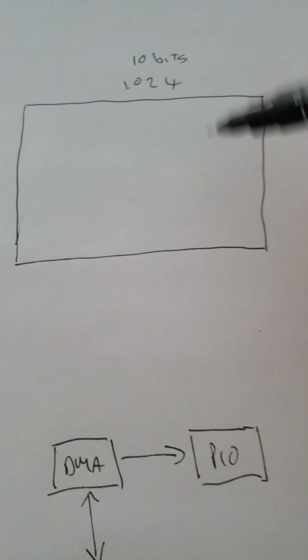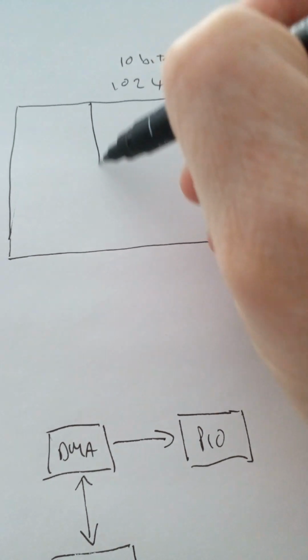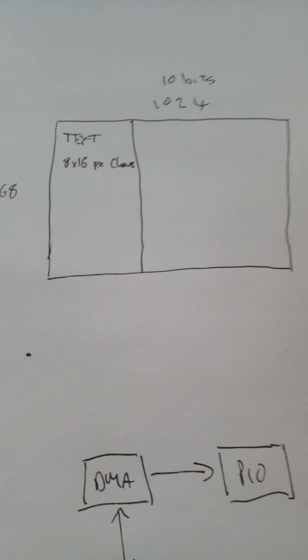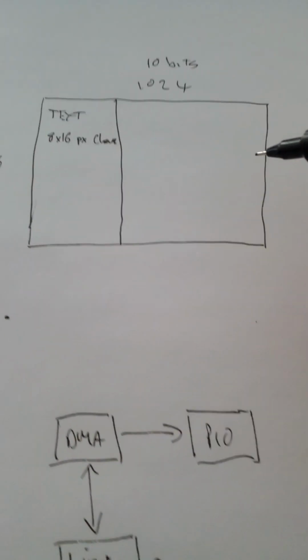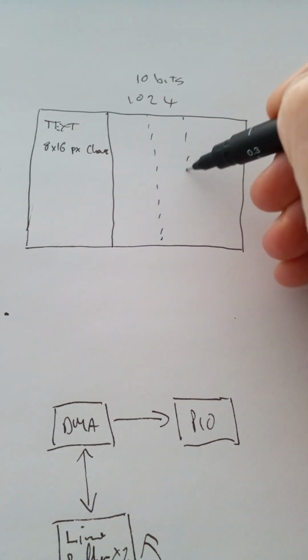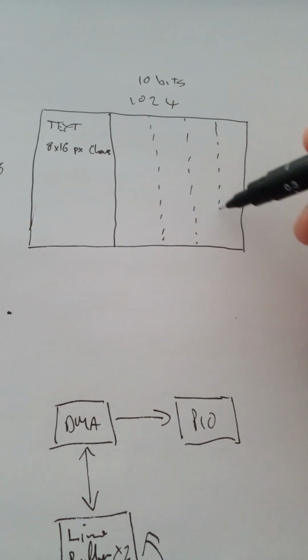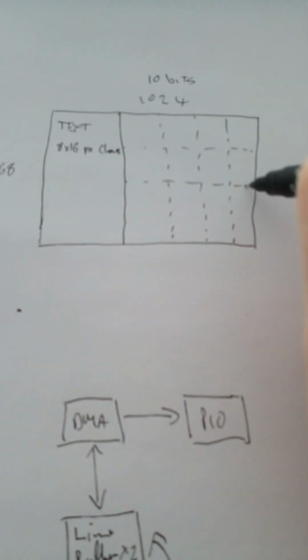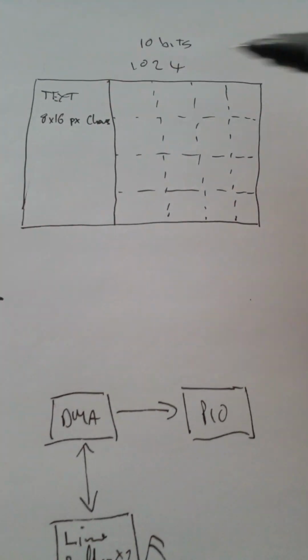So for example, we might have a text window down here, which is showing 8 by 16 pixel characters, and a graphics display here which is showing, say, a grid of divisions. So let's say that this is a Pico oscilloscope with some horizontal and vertical divisions of different colors.